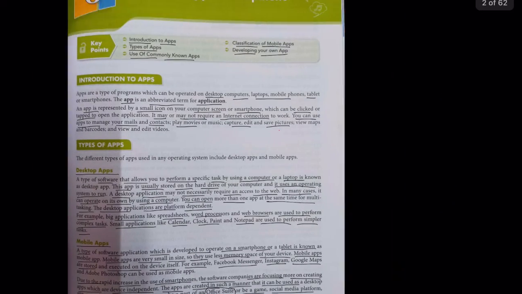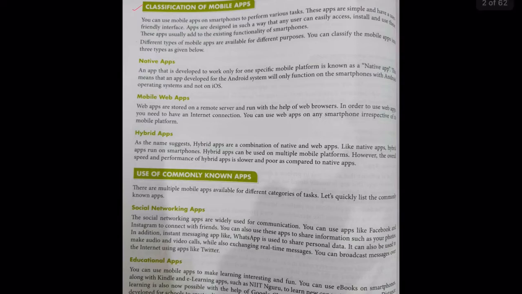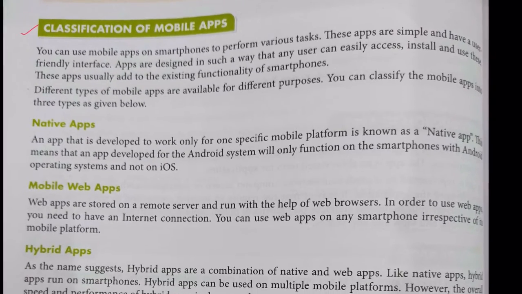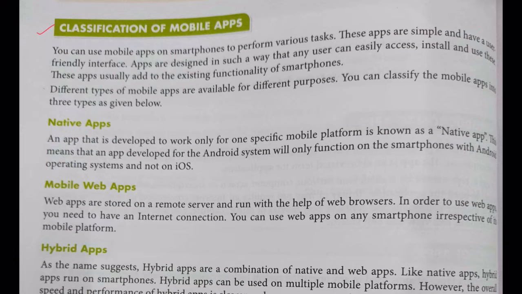Okay, moving on. Let us understand the classification of mobile apps. You can use mobile apps on smartphones to perform various tasks, right? These apps are simple and have a user-friendly interface. What does user-friendly interface mean? It means that you can access and utilize the features very easily. You can understand them very easily just by watching them at least once.